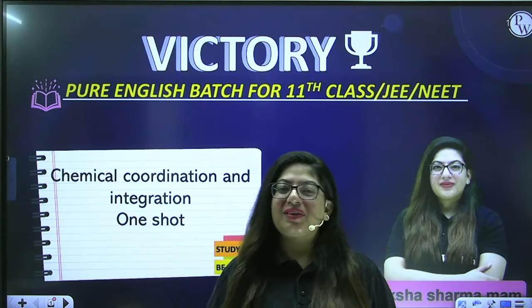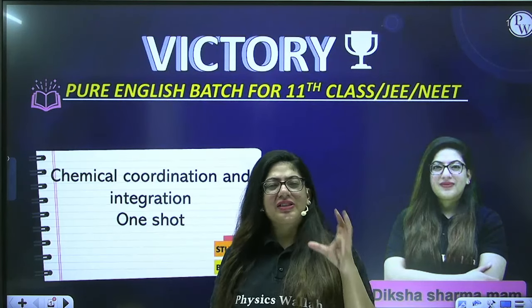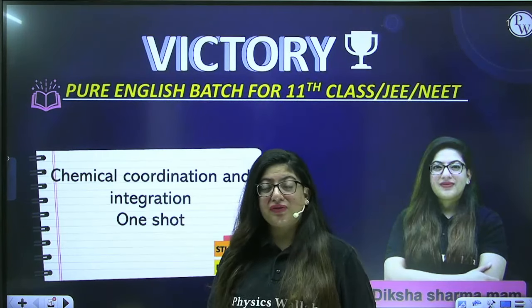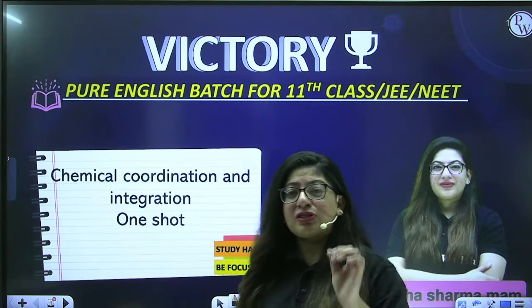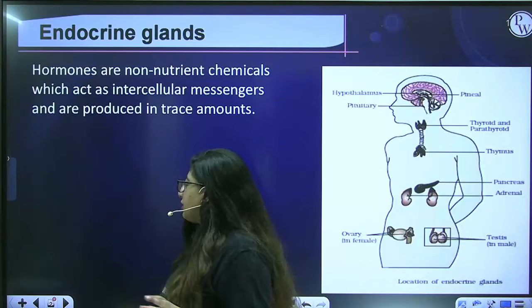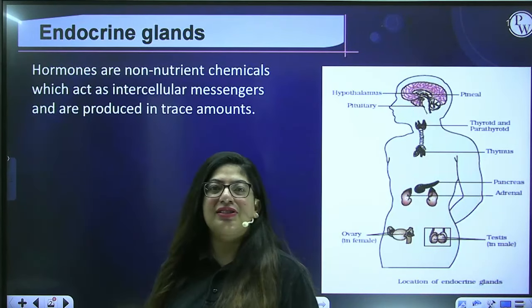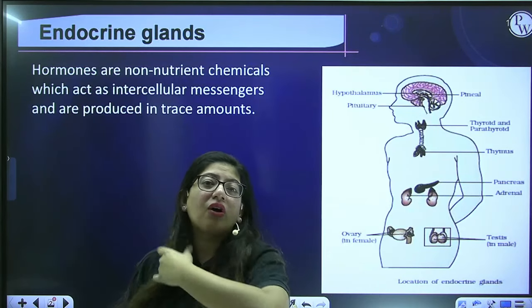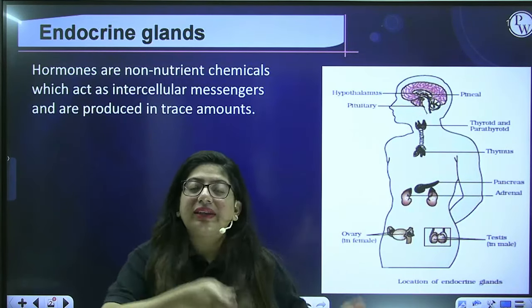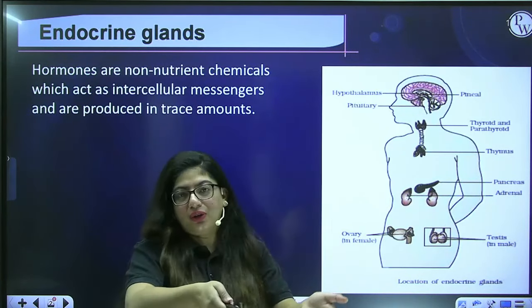So, today we are going to start with the chapter Chemical Control and Coordination. This is a very small but very important chapter from NEET point of view. So, without wasting any time, let's get started. What we are going to study in this chapter is only one thing, and that is endocrine glands. You heard it right, endocrine glands. We are going to talk about everything regarding these glands: what they are secreting, what their secretion is doing, and how they are doing it, right?